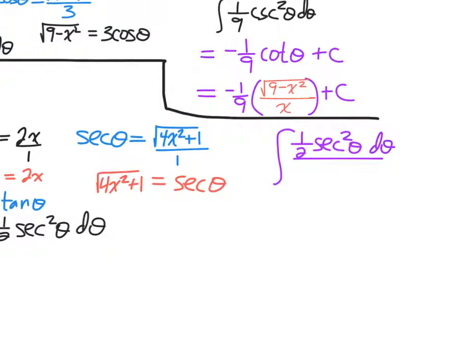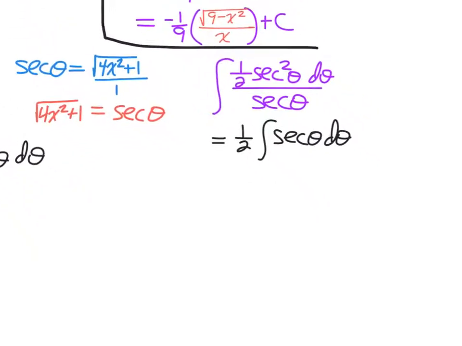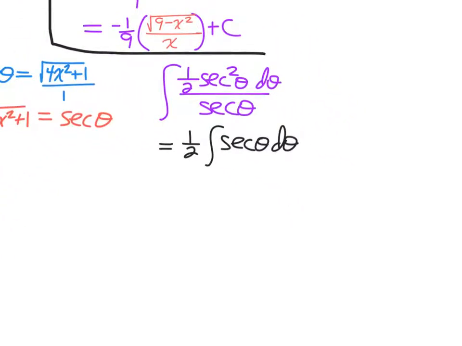The denominator gets replaced with just a secant theta. Now that whole thing simplifies down to 1/2. I'll put the 1/2 on the outside, just keep it clean, times the integral of secant theta d theta. So if you know the antiderivative of secant theta, you're a step away from being done, which is great. Does anybody happen to know that one? If not, we have to create it using a fancy technique.